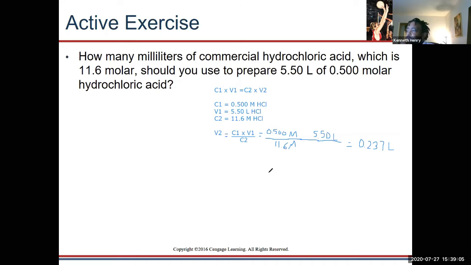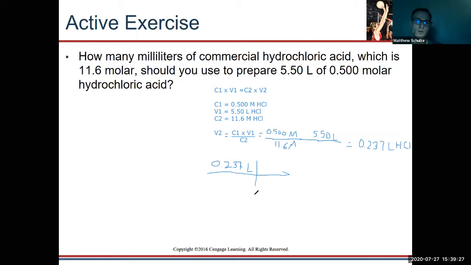Okay, so how many milliliters would that be? 0.237 is liters, and it wants to be in milliliters. 237. Okay.